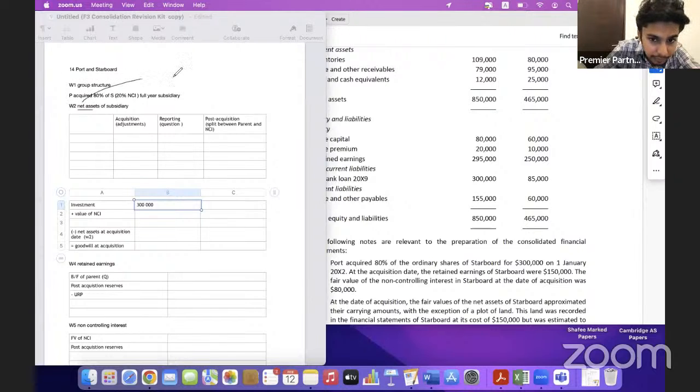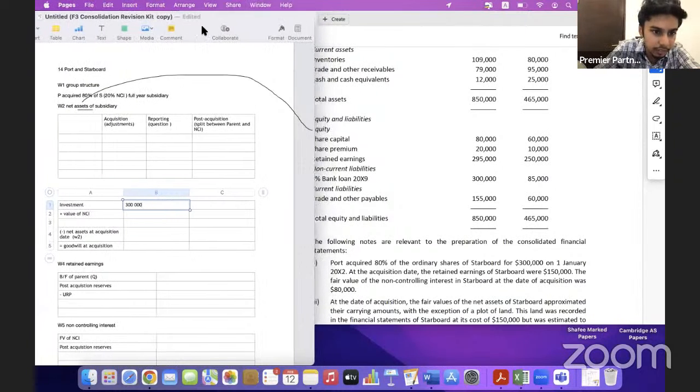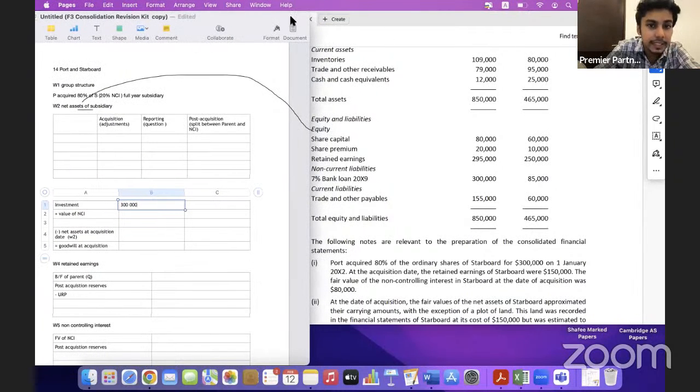Net assets means equity. That is the meaning of net assets. Okay. What is the meaning of net assets? Net assets means equity. Okay. Now, guys, look at this one, will you? How many equity components are there? Share capital, share premium, retained earnings. There are 3. Correct or wrong?